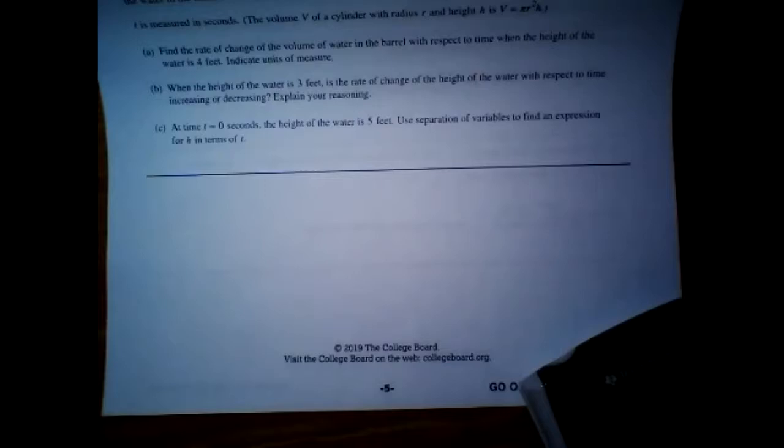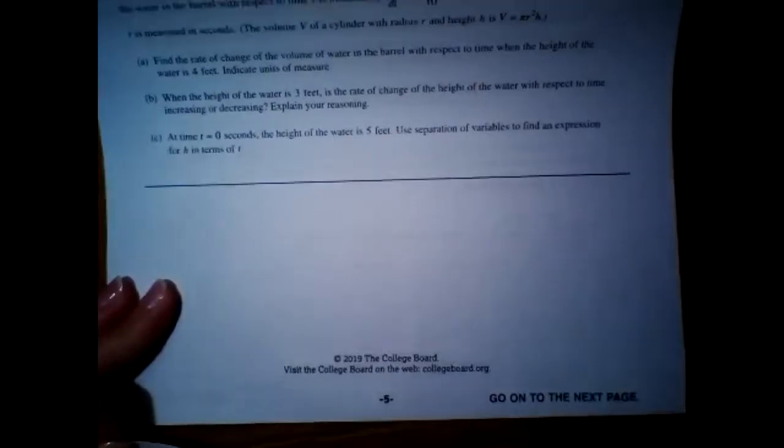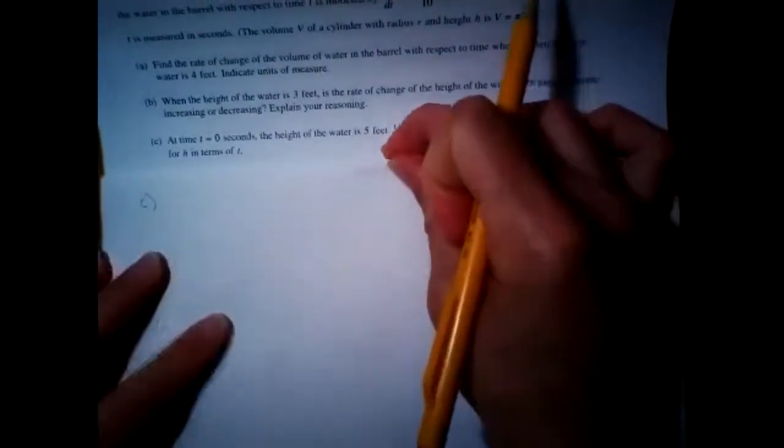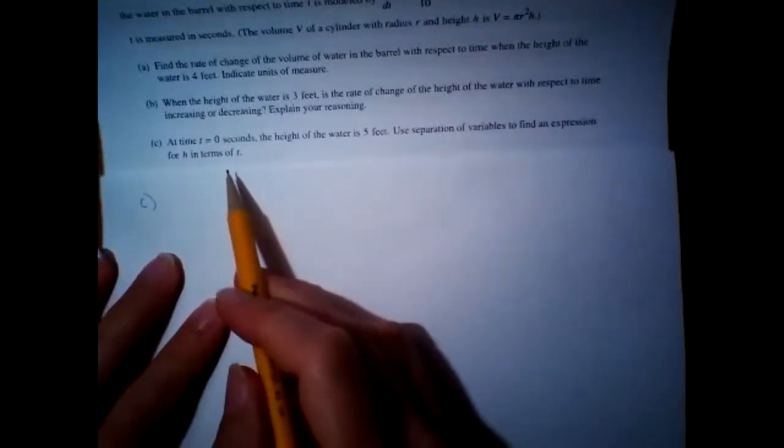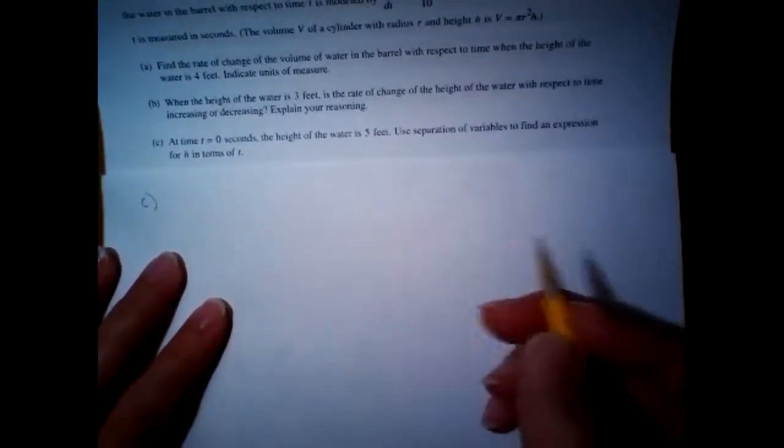All right, and then letter C, at time 0 seconds, the height of the water is 5 feet. So that's an initial condition, (0, 5). Use separation of variables to find an expression for h in terms of t. All right, this is just solve the differential equation. This is like the last unit we did.